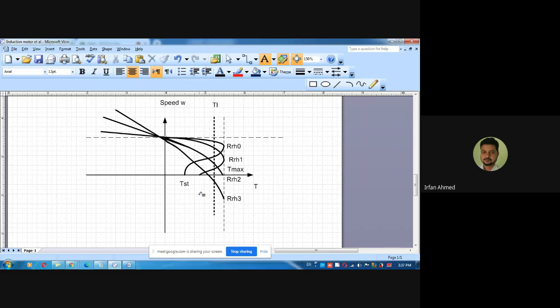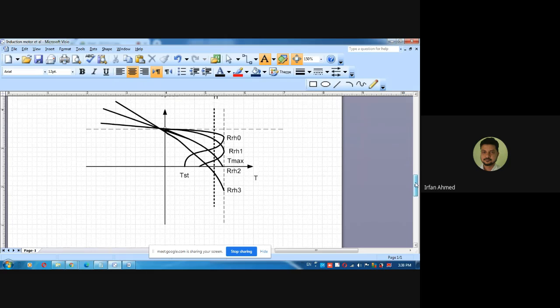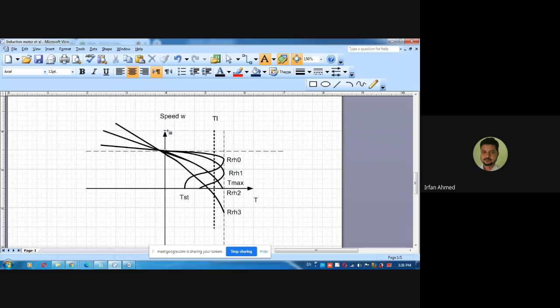The other condition is you reverse any two terminals of the supply. Now the question is, how will the speed torque characteristics change if you interchange two supply terminals? What will happen to the synchronous speed? Will it increase or decrease? I'm changing two supply terminals. What will happen to the synchronous speed?